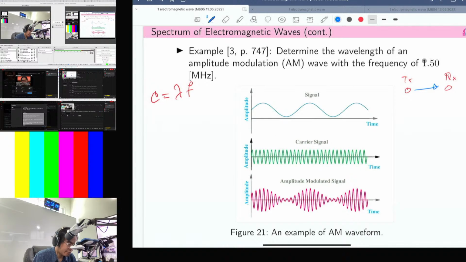If you buy the license for 1.5 megahertz, you can generate a sinusoid that has 1.5 million cycles per second. Okay, you can transmit this one. In order to use only 1.5 megahertz, you need to send the information, this one, to the receiver.